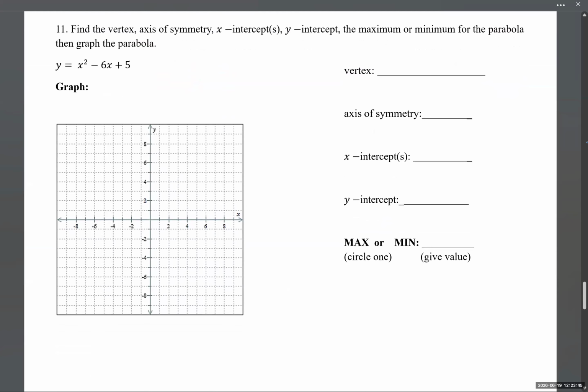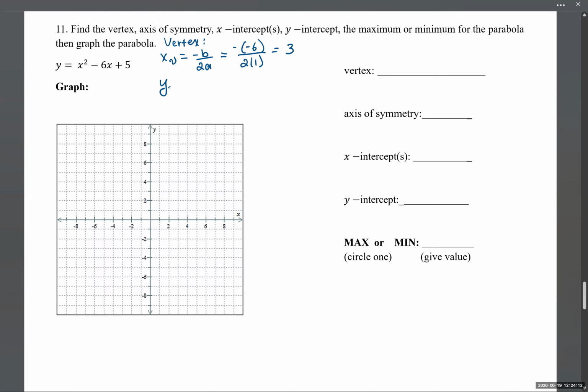Another analysis of the graph. Same thing: find the vertex, axis of symmetry, x-intercepts, y-intercepts, and maximum and minimum. We always start with the vertex. So the x coordinate of the vertex is minus b over 2a. That's minus negative 6 over 2 times 1, so that's a positive 3.